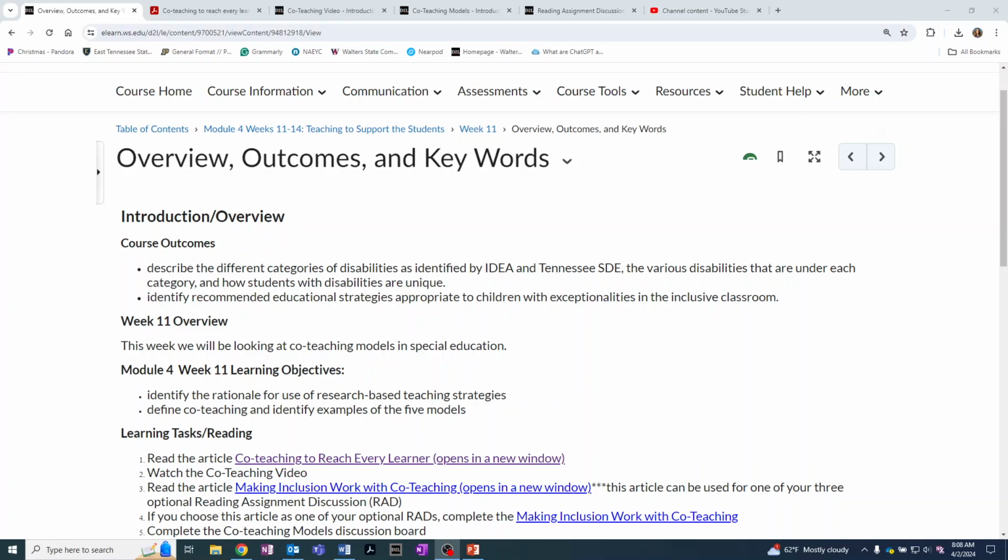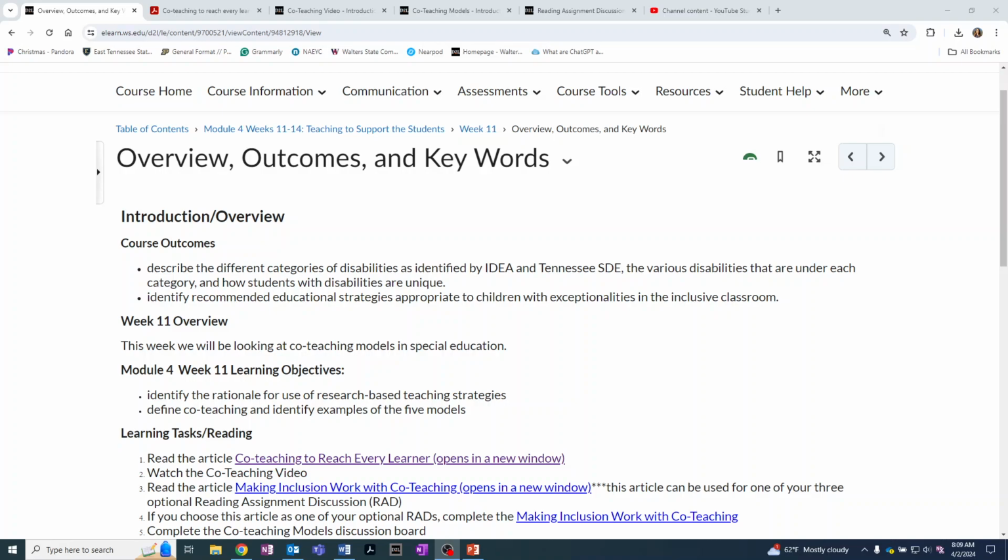Our course outcomes for week 11 is again looking at the different disability categories that are identified by IDEA and the Tennessee State Department of Education and how those disabilities are unique to that student. Because if we don't know that, how can we support them with strategies? Also, we're going to look at how we identify recommended educational strategies which are appropriate to children who have exceptionalities in the inclusive classroom. Really, this week we're going to concentrate on what we call co-teaching models and how that plays a part not only in gen ed, but specifically special education.